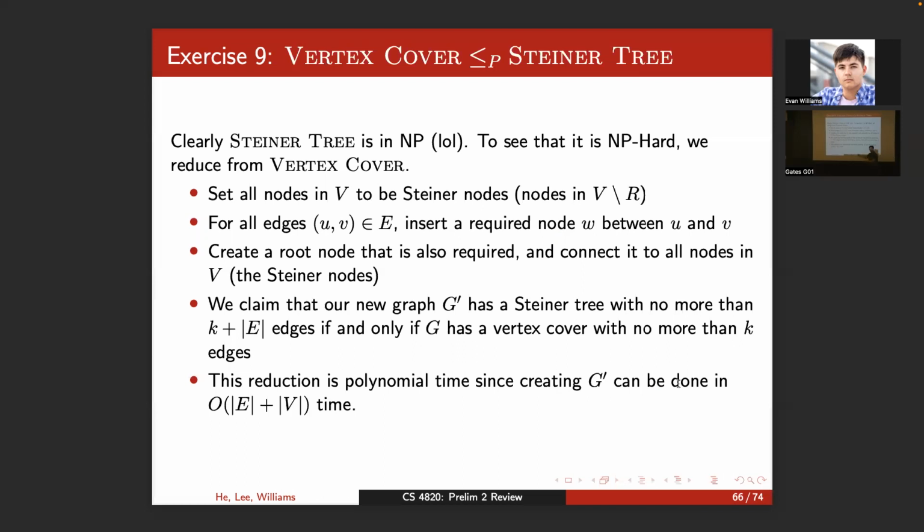We also create a root node that is separate from the graph, right? And we connect that root to all the Steiner nodes. The idea is that if we have a vertex cover, our tree can just go from the root to the vertex cover, and from the vertex cover to all the edge nodes, because the vertex cover must span all the edges, right? That's the intuition.